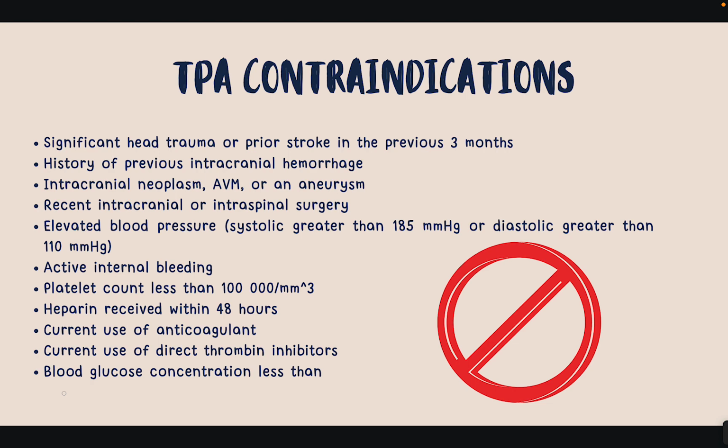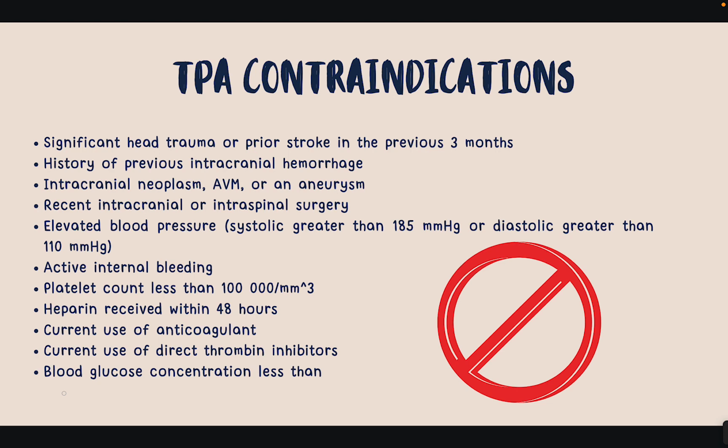I'm sorry. So like I said, you have to make sure that your blood pressure is controlled. So the systolic cannot be greater than 185, and the diastolic cannot be greater than 110. If this is the case, this blood pressure has to be controlled prior to giving this medication. Okay, there should not be any active intracranial bleed, of course, because then you're going to make it worse. Their platelet count cannot be less than 100,000, because if there's no platelets to clot, you're just gonna be putting this patient like to bleed.